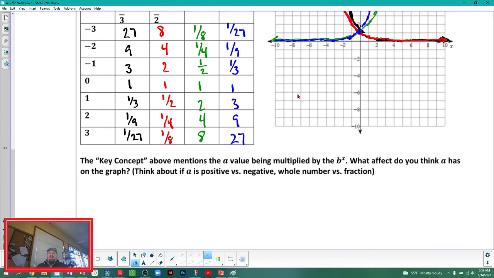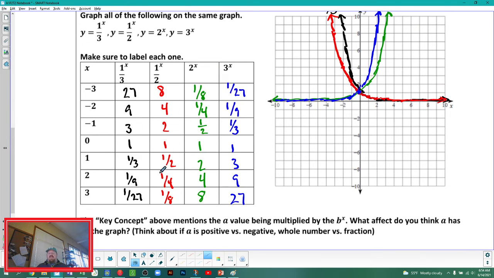Now, in the key concept up above, it mentions that A is a value being multiplied by B to the X. What effect do you think A has on the graph? Think about A being positive or negative, whole number or fraction.